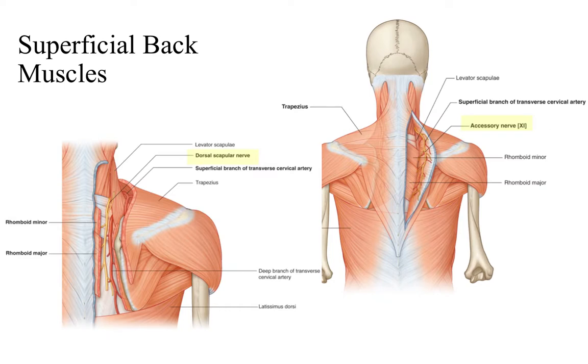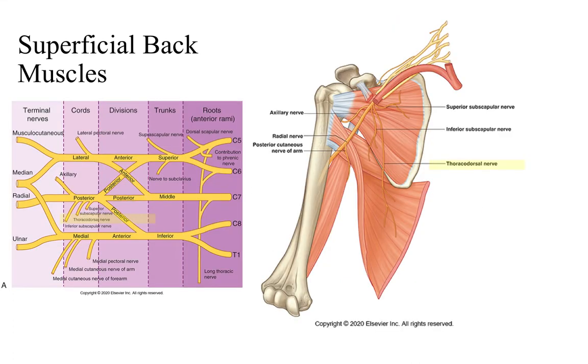These pictures are just showing you the dorsal scapular nerve right here, going to the rhomboid muscles, and cranial nerve 11, or the accessory nerve, coming down and going to the trapezius here. And if you remember, the thoracodorsal nerve, which innervates the latissimus dorsi, is coming from the posterior cord right here and going down to the latissimus dorsi.